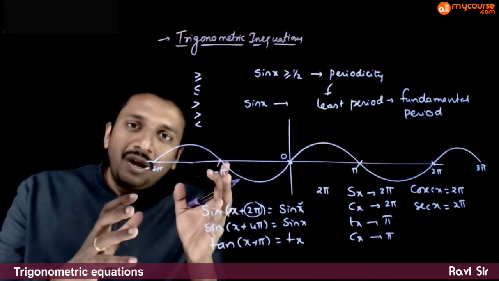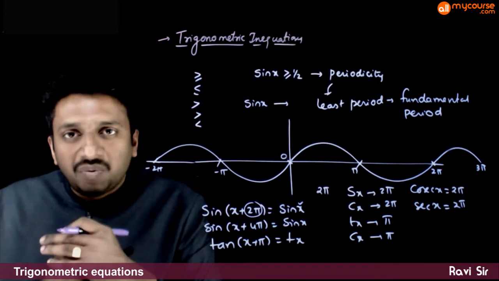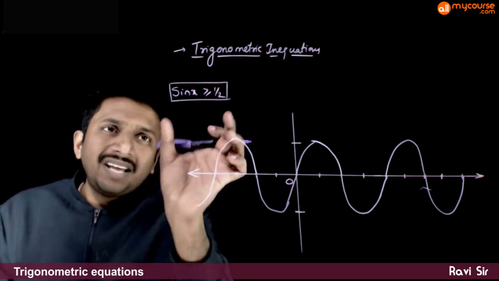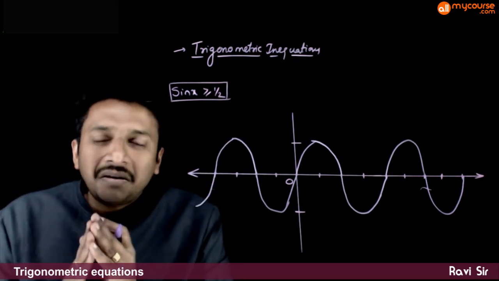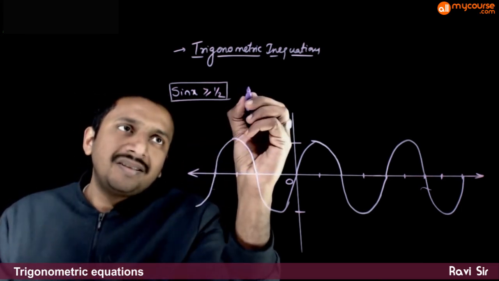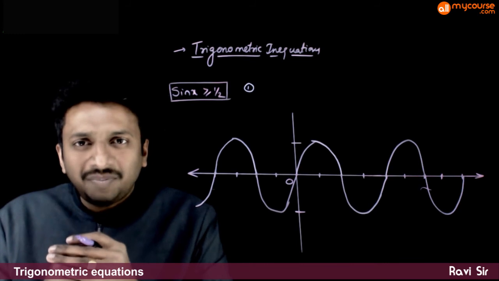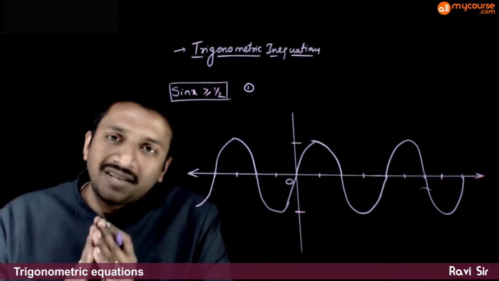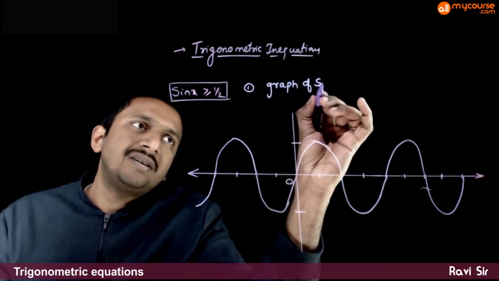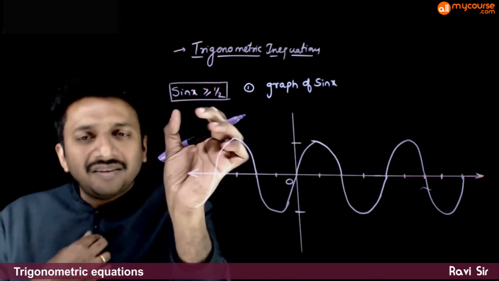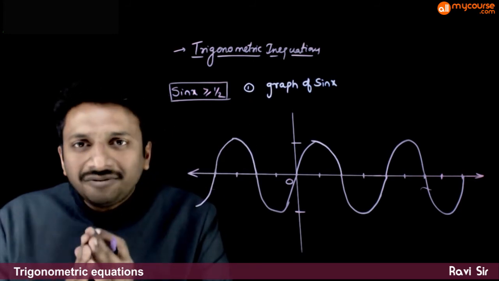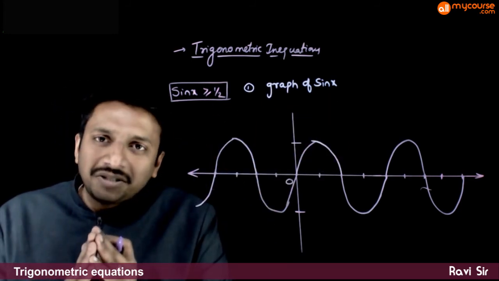We use this property of periodicity to solve trigonometric inequations. Let us see how we do this. For example, let us take the inequality sin x greater than or equal to half. How do we solve this inequality? The first step is to draw the graph of y equal to sin x. If sin x is given, draw the graph of sin x, cos x, tan x, whatever is asked; first draw the graph of the given function.